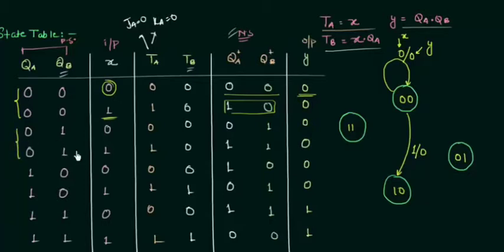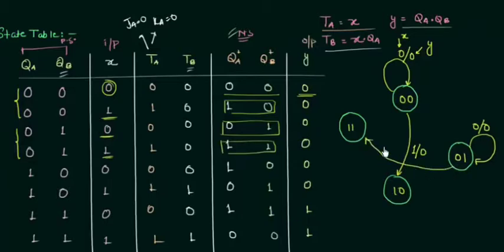Now we will see these 2 cases when I am on S1. 0 1 is my S1, I am here, and if the input is 0, I am going to be on 0 1. That's the same state for input equals to 0 and the output is also 0. When input is 1, I will be on 1 1. 1 1 is S3. When input is 1 and output is 0.